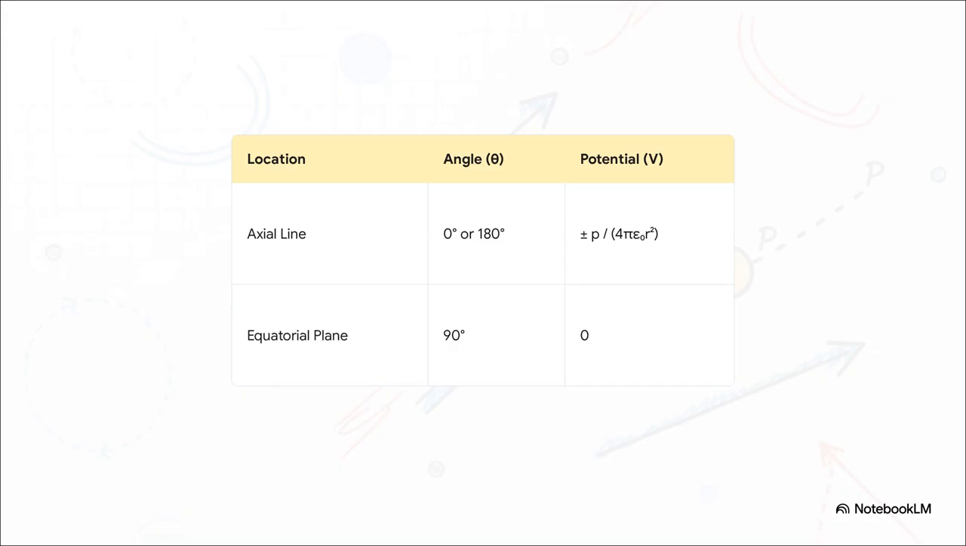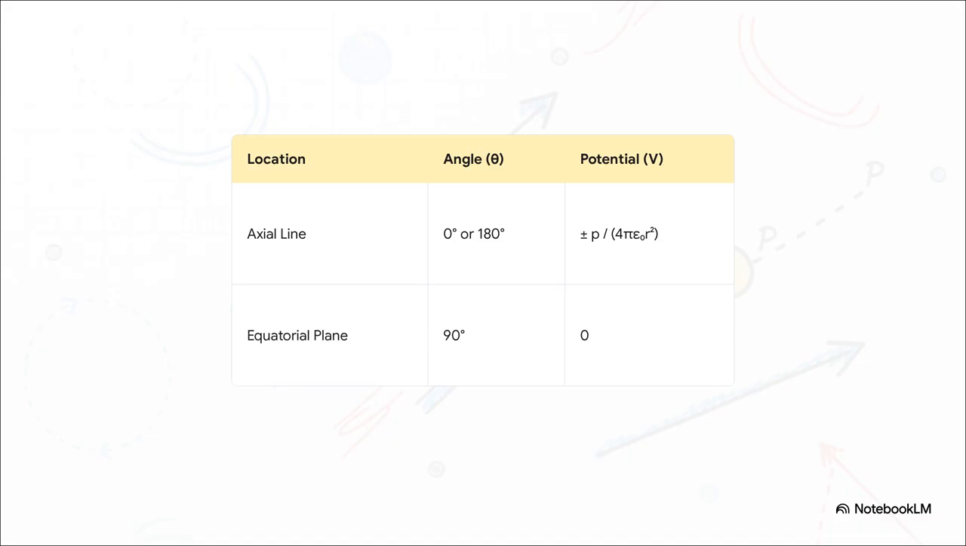First, the axial line. That's the line that goes right through both charges. If you're on the side of the positive charge, theta is 0 degrees, and the cosine of 0 is 1. This gives you the maximum positive potential. On the negative side, theta is 180 degrees, cosine is -1, and you get the maximum negative potential.